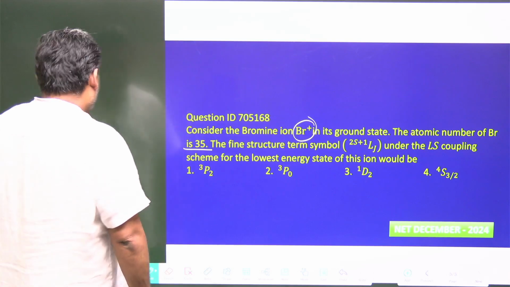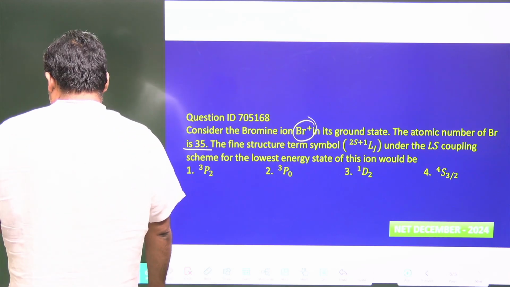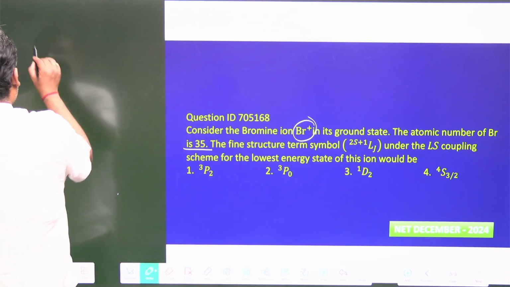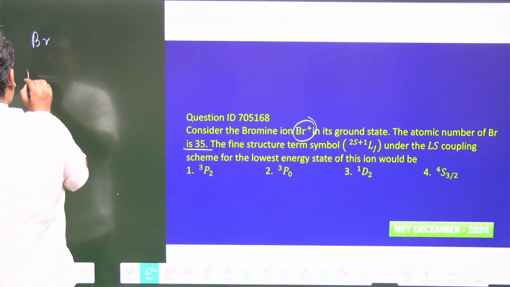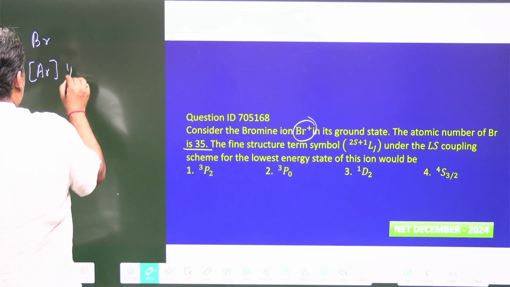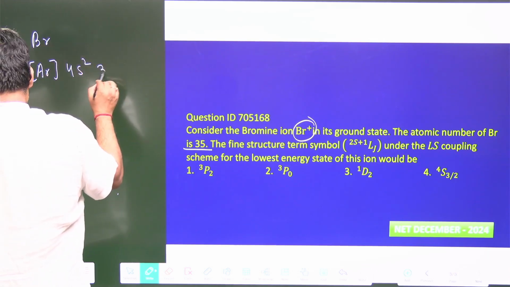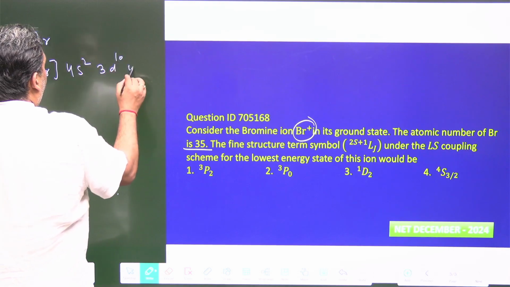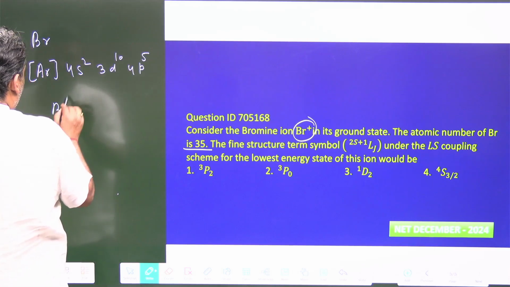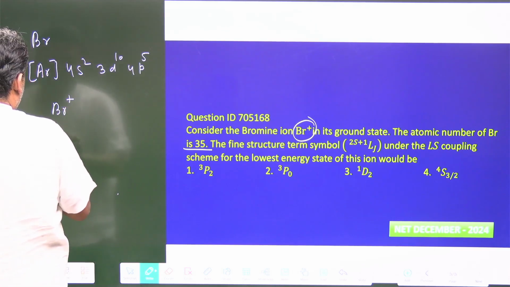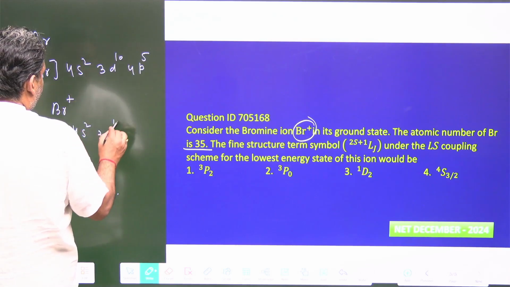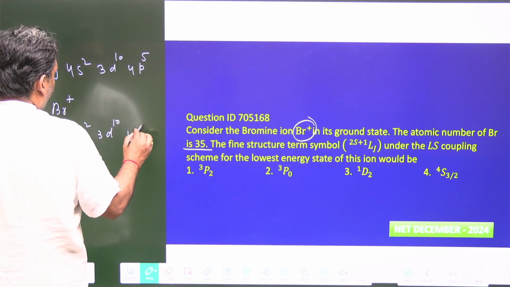So, let us first go for the electronic configuration of bromine. Bromine is argon 4s2 3d10 and we have 4p5. And what will happen to bromine plus? Bromine plus is argon 4s2 3d10 and we have 4p4.